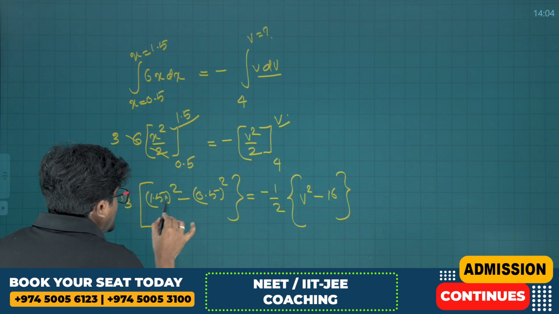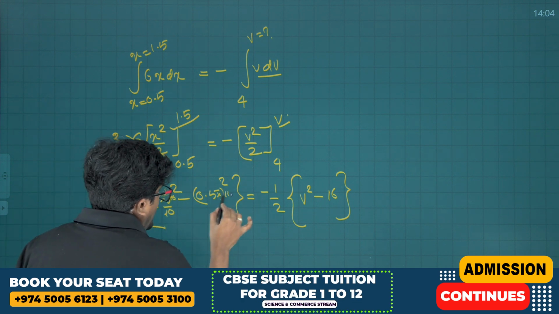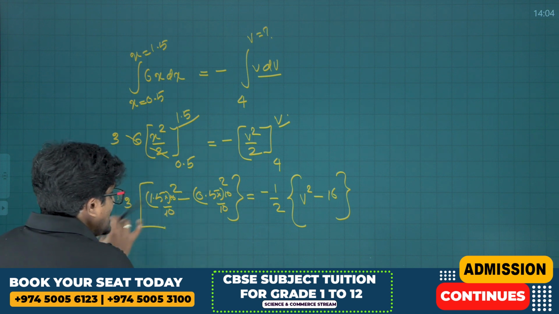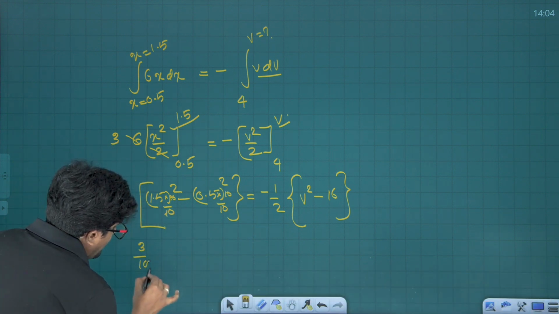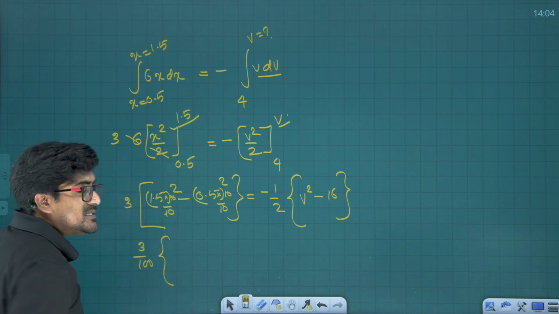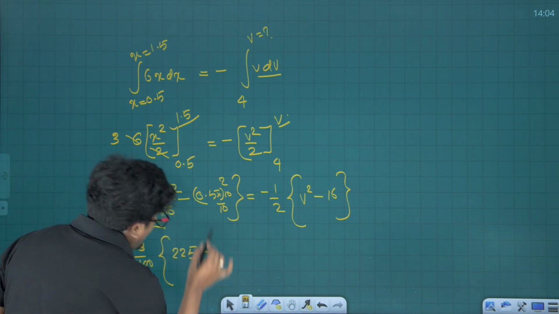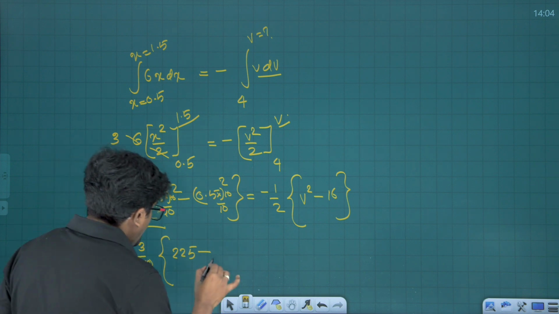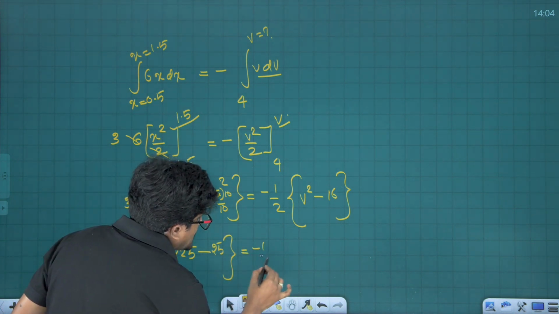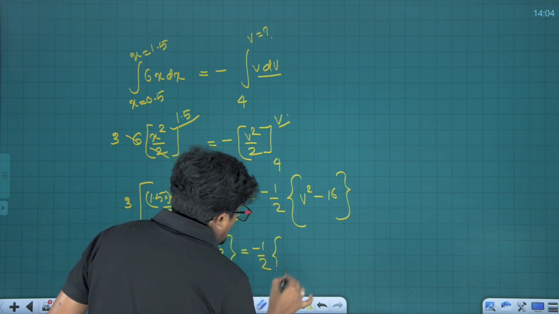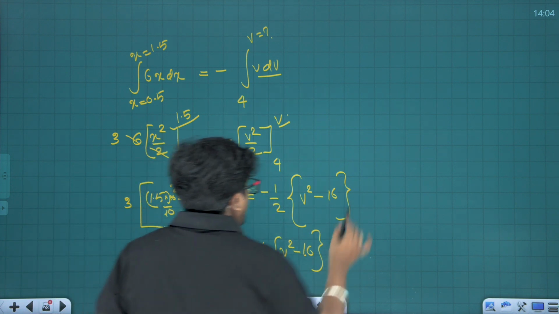If I multiply with 10 and divide with 10 here, and here also multiplying with 10 and dividing with 10, 10 square is 100. So it's going to be 3 by 100. And here this is 15 square, that is 225. And here this is 5 square, that is 25. That's equal to minus of 1 by 2 into v square minus of 16.